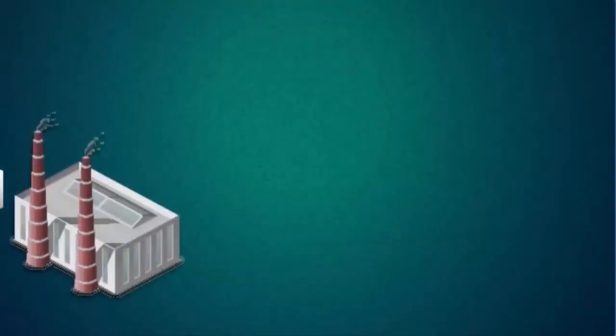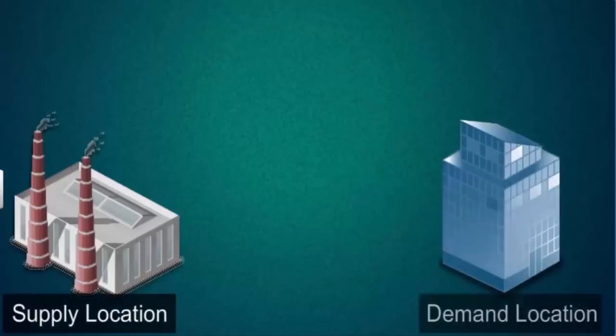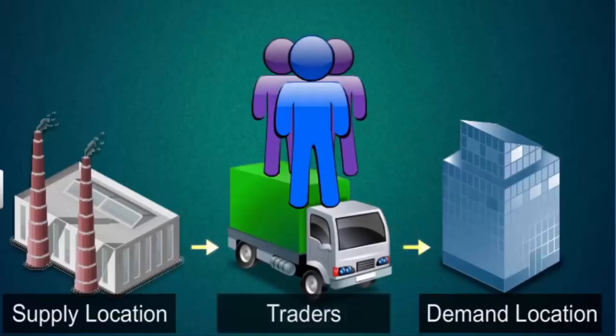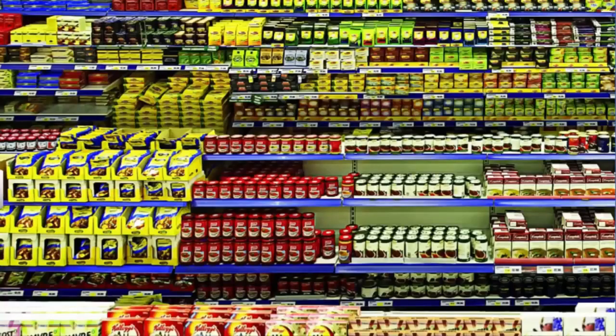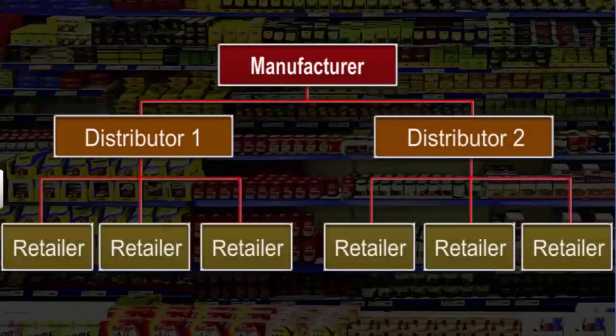The manufacturing industry is a supply location. Your local shop is a demand location. Goods are transported from supply to demand locations by people called traders. The economic development of a country depends not only on the production of goods and services, but also their distribution.